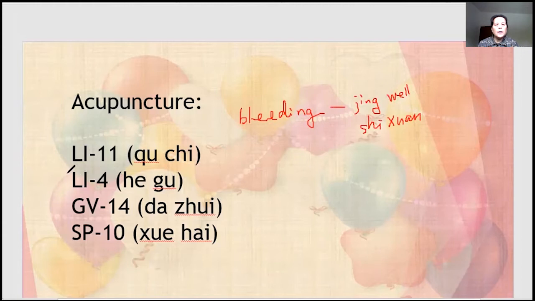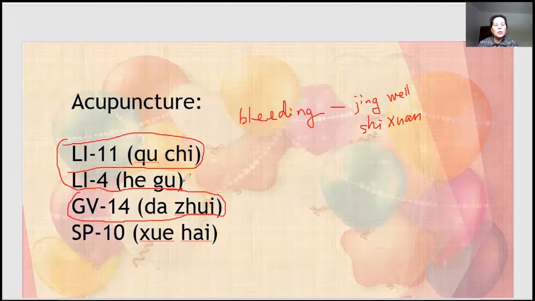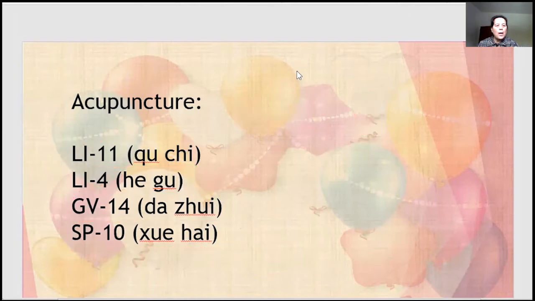And we also use other points to clear heat. So LI11 and I especially do GV14 together to clear heat. LI4 still relieves the external pathogen. And because the heat goes deeper, into the yin level, we basically clear some heat from the blood. So that's for the acupuncture treatment.